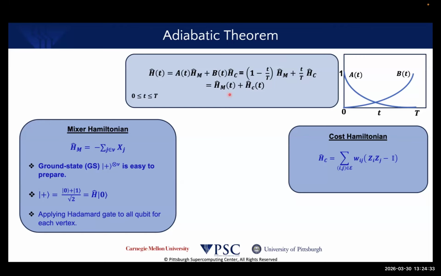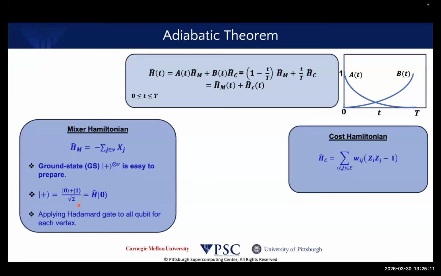Now we can rewrite this as a time-dependent mixer and time-dependent cost Hamiltonian, and their time-independent parts can be defined here. The mixer Hamiltonian is simply the negative of the Pauli X gate operating on all the qubits. Why are we choosing this Hamiltonian? Because its ground state is very easy to prepare. You only have to apply the Hadamard gate, which creates a superposition of the 0 ket and 1 ket states, with almost equal probability.